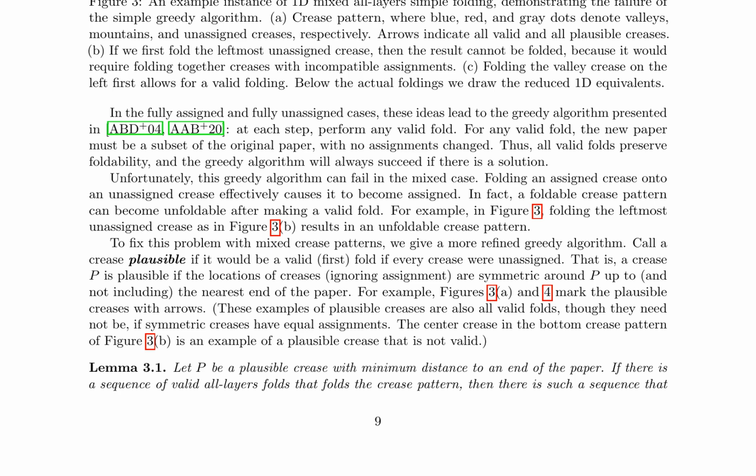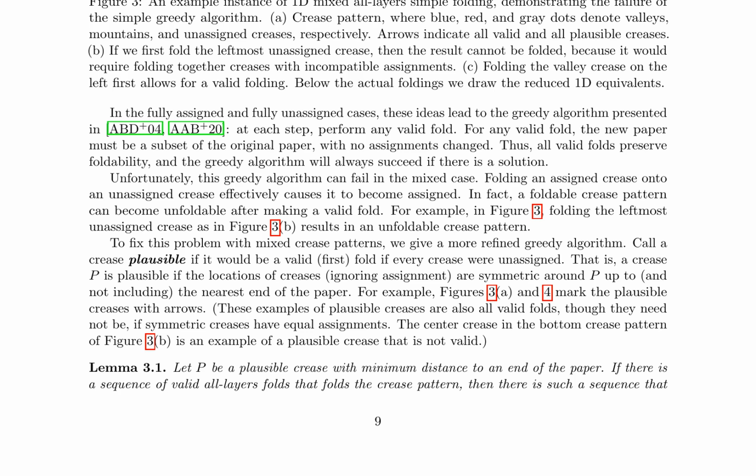To address this issue, the authors propose a refined greedy algorithm that considers plausible creases. A crease P is plausible if the locations of creases, ignoring assignment, are symmetric around P up to the nearest end of the paper. Figure 3 illustrates examples of plausible creases, marked with arrows. Lemma 3.1 provides a key insight into the structure of foldable crease patterns, stating that if there is a sequence of valid A-layers folds that folds the crease pattern, then there is such a sequence that folds the plausible crease with minimum distance to an end of the paper first.